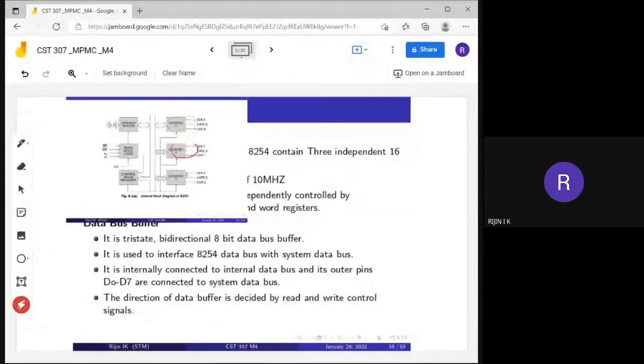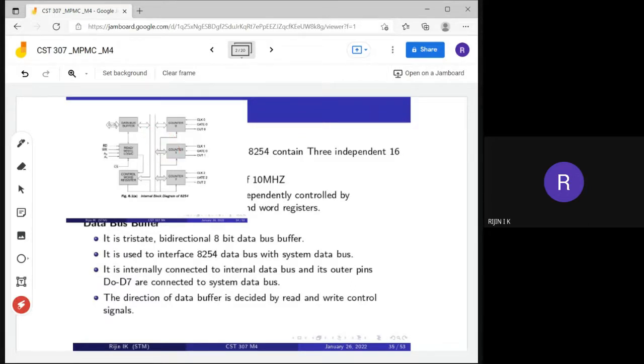Then here is the data bus buffer. Actually, it is a tri-state bidirectional 8-bit buffer. Bidirectional means it can send data in both directions. So it is a tri-state bidirectional 8-bit data bus buffer. This buffer is mainly used to interface our system, the 8254, with the microprocessor.